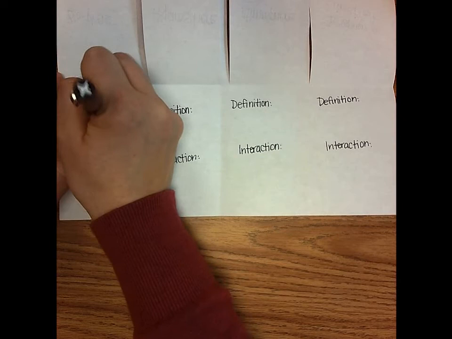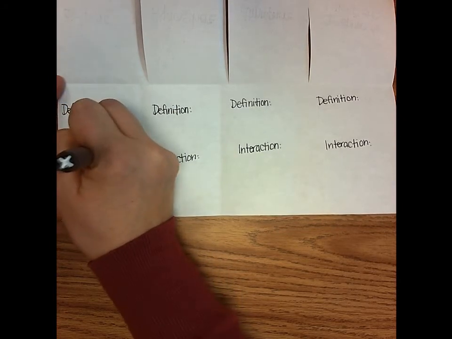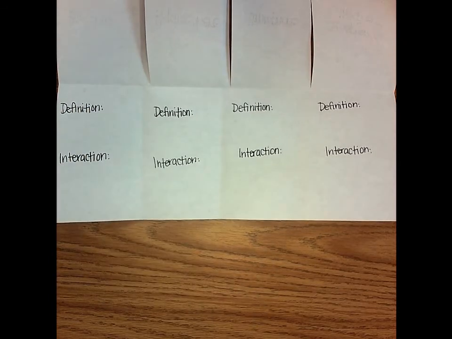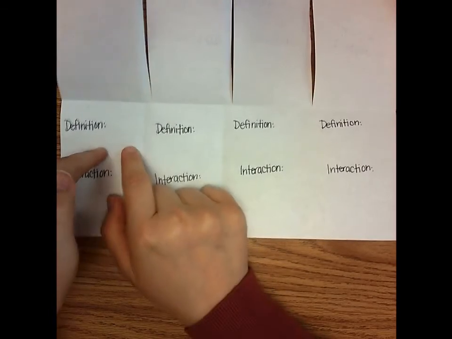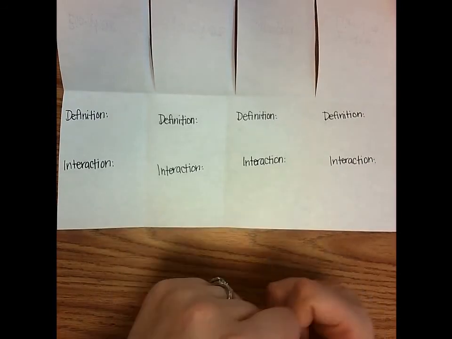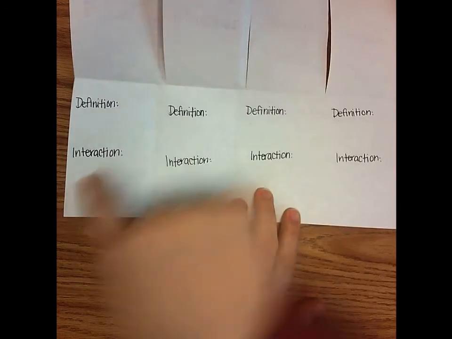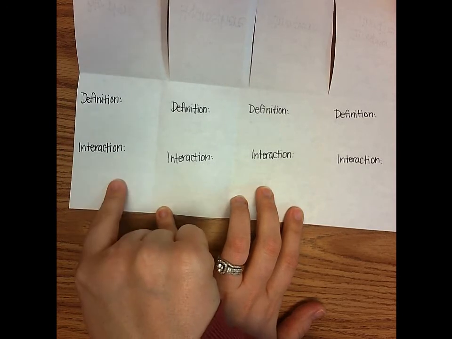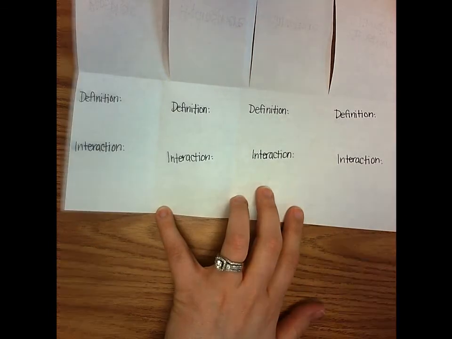Okay, so each section is going to have the definition and the interaction, and that means what other sphere does it interact with. Okay, so for instance, the biosphere, let's say that there is an elephant and it's drinking out of a pond. Okay, so the pond would be part of the hydrosphere. So then you could put an elephant drinks out of the pond. Okay, so this pond is helping this living organism survive.